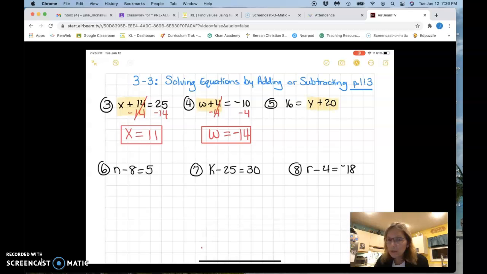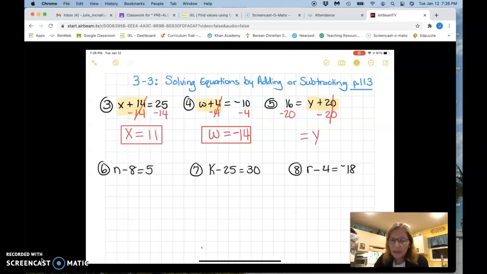But that's okay. I'm still looking at what is happening to the variable. I see 20 is being added to the variable, so I'm going to do the opposite. I'm going to subtract 20. Whatever I do to one side, I have to do to the other. The 20s cancel out and I just get y on that side.